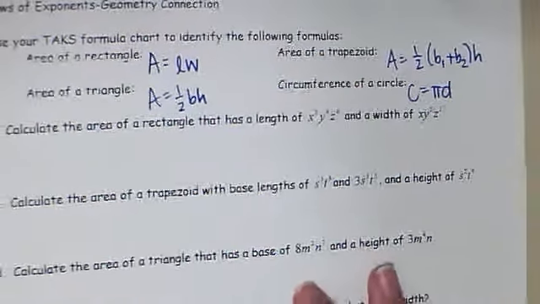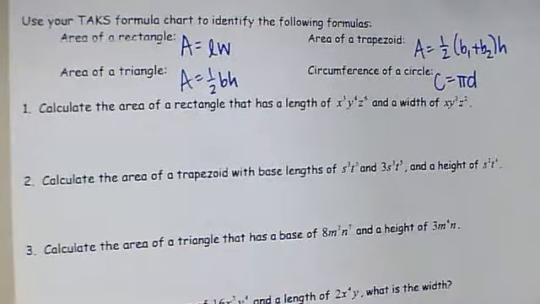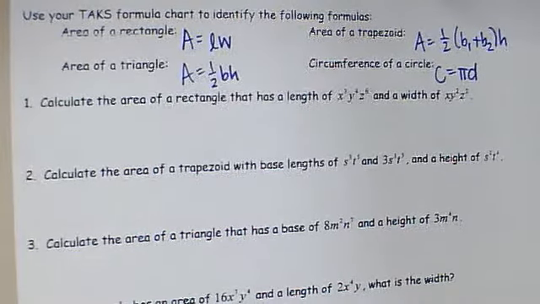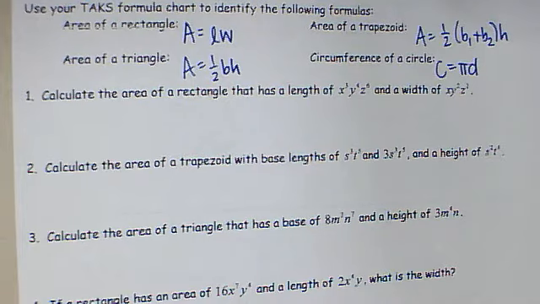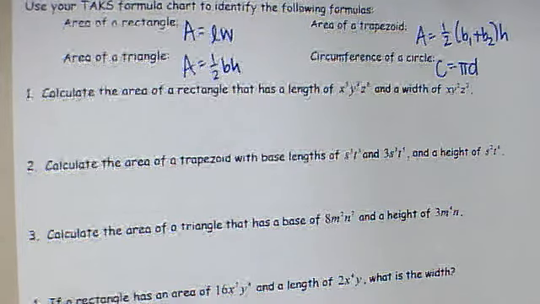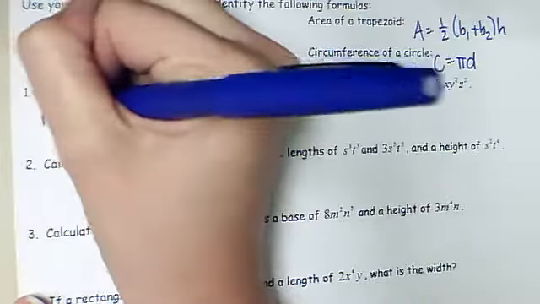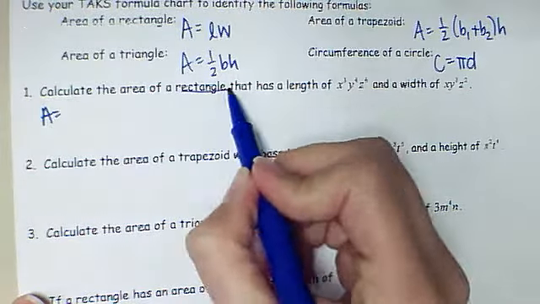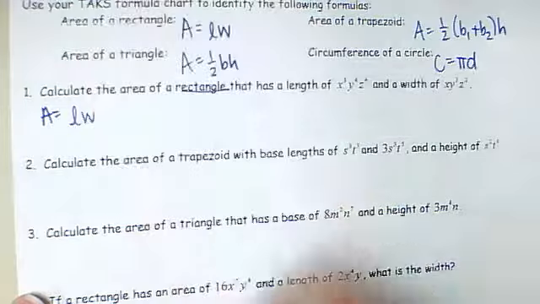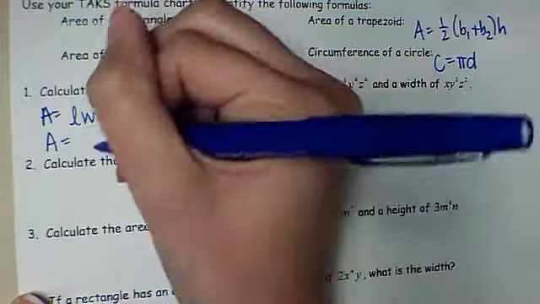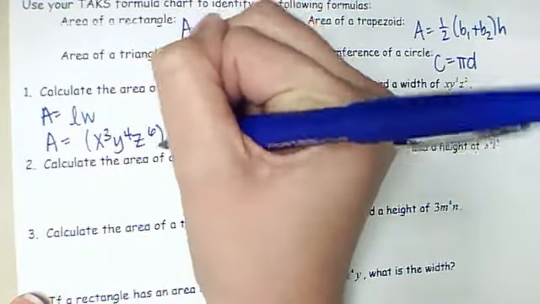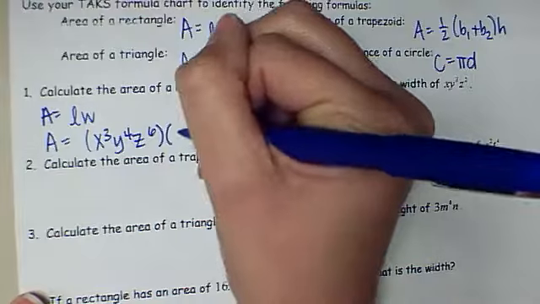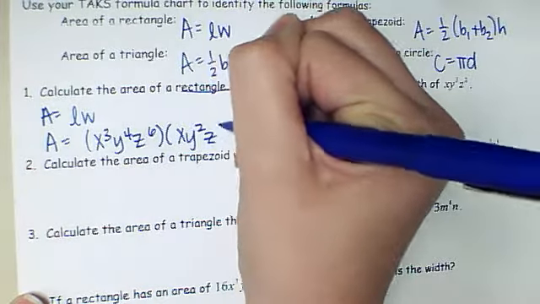Then we looked at some of these problems together in class. I'll start with number 1. Calculate the area of a rectangle that has a length of x cubed y to the 4th z to the 6th and a width of xy squared z squared. To do that, I'm going to start with my original formula. I'm talking about a rectangle, so I'm going to use that formula, length times width. I'm looking for my area A. My length is x cubed y to the 4th z to the 6th. And I'm going to fill in my width, xy squared z squared.